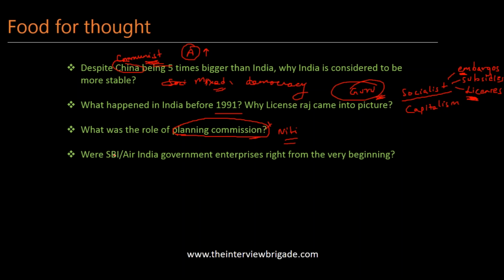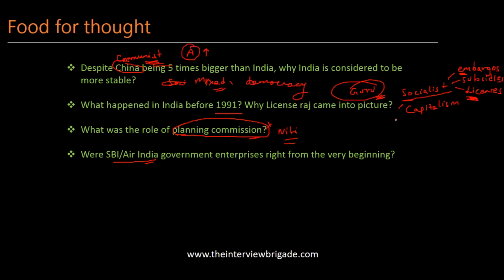Do you know that SBI and Air India were, today we know that these are government entities and we blame them for poor service or for not maintaining standards, but these entities were not government entities right from the start. They actually were private entities. And when India got independence and we decided that we'll move on the socialist route, as far as the economy is concerned.